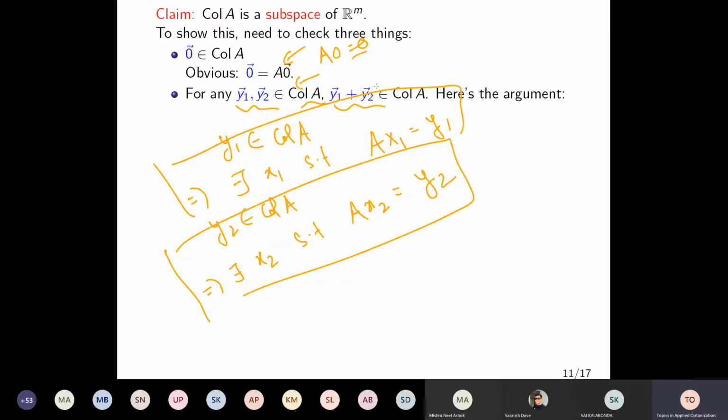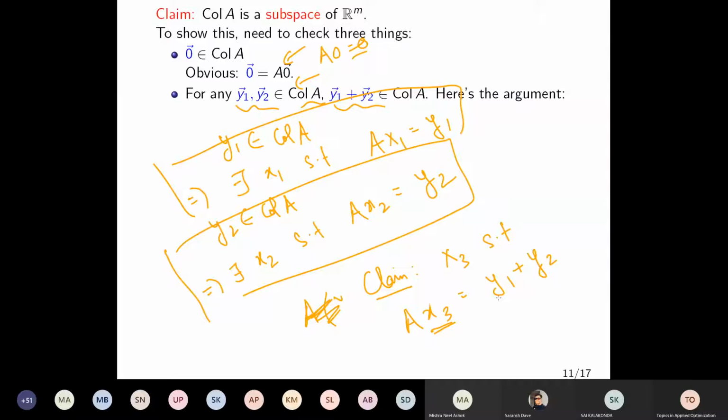Now I have to check whether y1 plus y2 is in the column space, for the column space to be a vector space. So y1 plus y2 being in the column space of A means I have to prove the claim that there exists x3 such that A times x3 is y1 plus y2. Can I come up with x3 such that A times x3 is y1 plus y2? Then I prove that y1 plus y2 is in the column space.